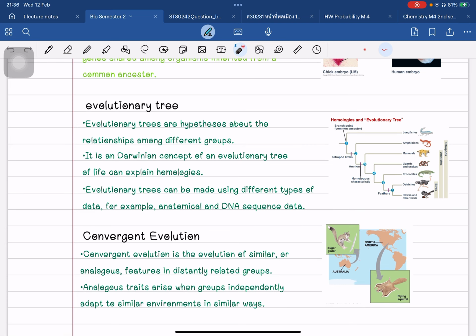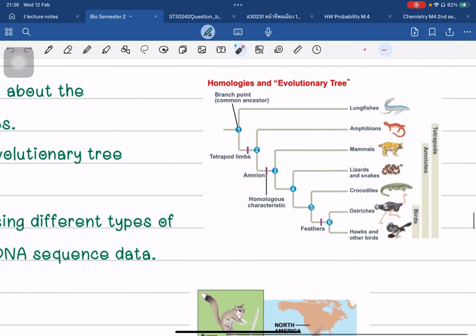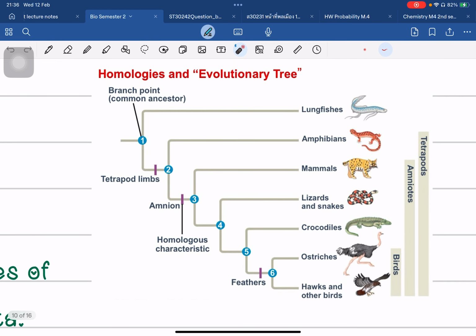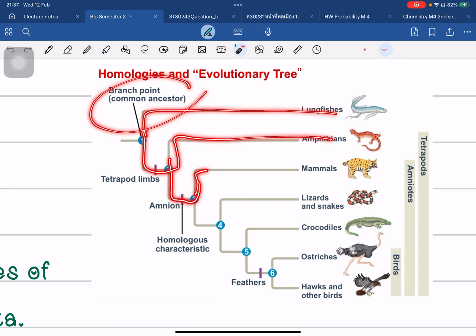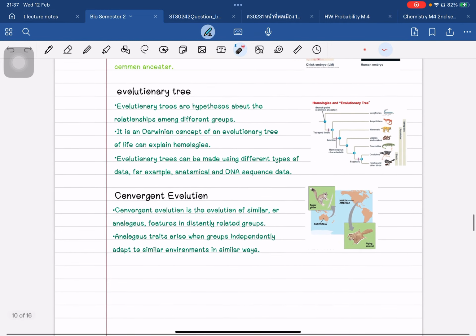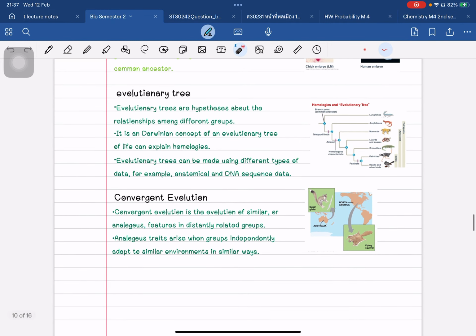The evolutionary tree. Evolutionary trees are hypotheses about the relationships among different groups. The Darwinian concept of the evolutionary tree of life can explain homologies. Evolutionary trees can be made using different types of data, for example, anatomical and DNA sequence data. So here, you can see from this tree that from one ancestor, they create lots of types and species of animals. But it's only theoretical.